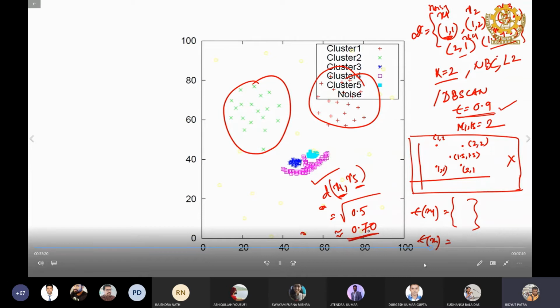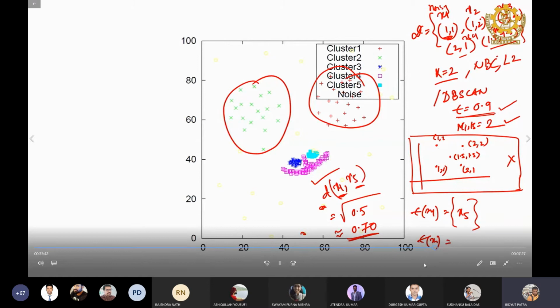So then 0.70 means this point, x2, will come. Sorry, what is that point? x5. So x5 will be included. But the k value is, sorry, the minimum point is 2. So this point will be the noisy point. So you cannot expand. So this point will be treated as a noisy point.